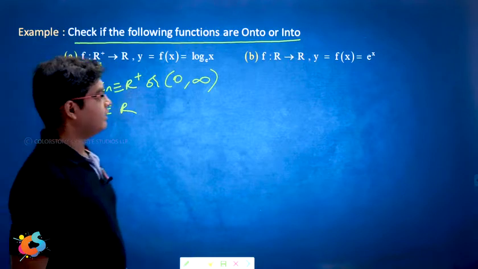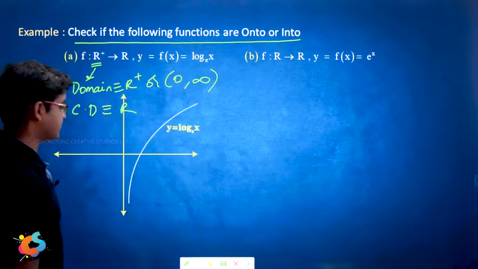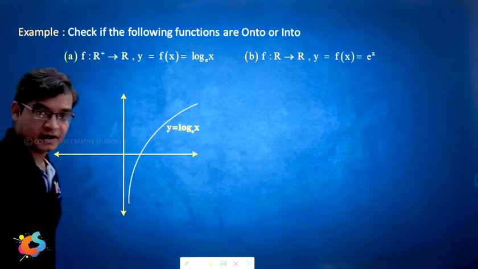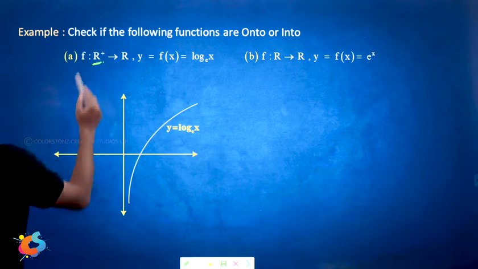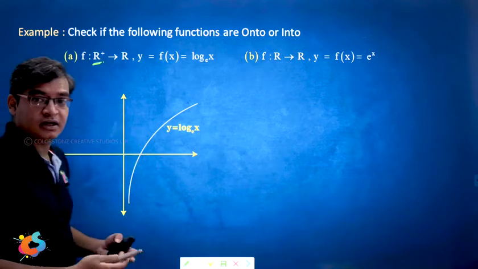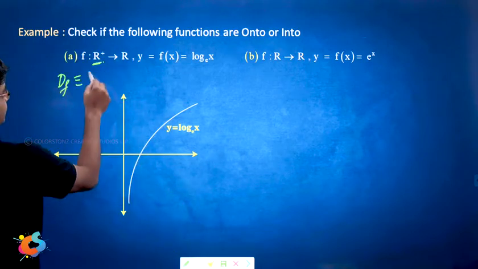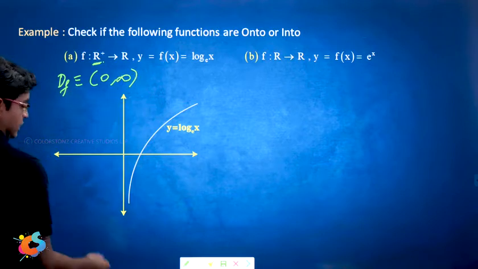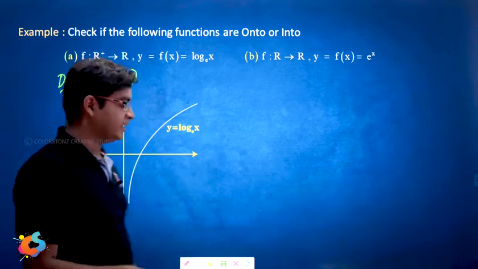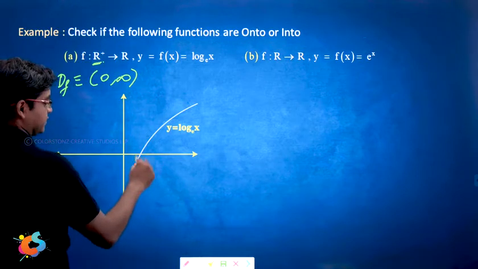So we have the function as log x. Let us take the graph of log x. Let me erase this for a moment. So this is the graph of log x. For the domain R plus, our input values are from 0 to infinity, right? Let me write it. This is the domain of the function, 0 to infinity. So my input values are from 0 to infinity. Therefore for 0 to infinity, this is the shaded part of the graph.